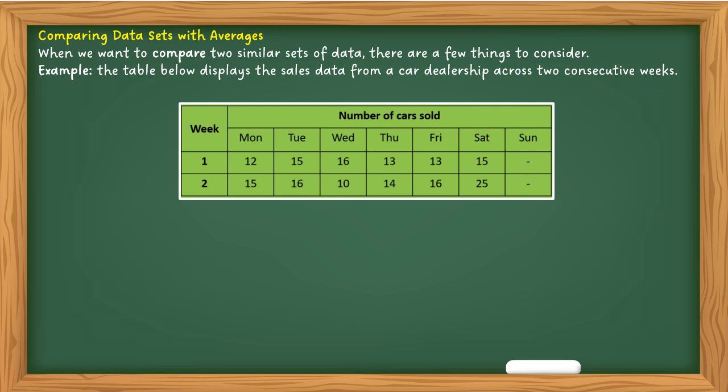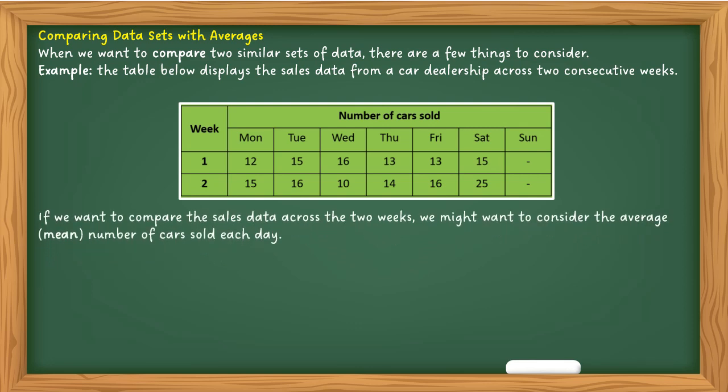Right, when we want to compare two similar sets of data, there are a few things to consider. So for example, this table displays the sales data from a car dealership across 2 consecutive weeks. Okay, now we're often asked in exam papers to make comments about these types of tables and graphs, and this is where averages come into their own. You can certainly make comments about the mean and the range and stuff like that.